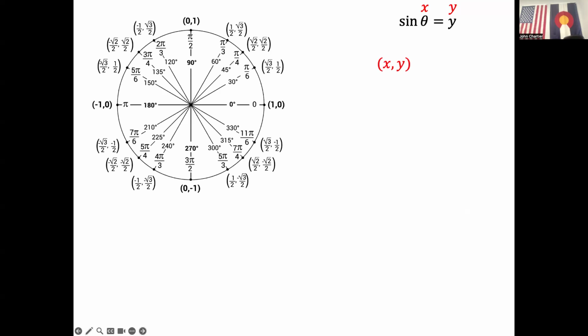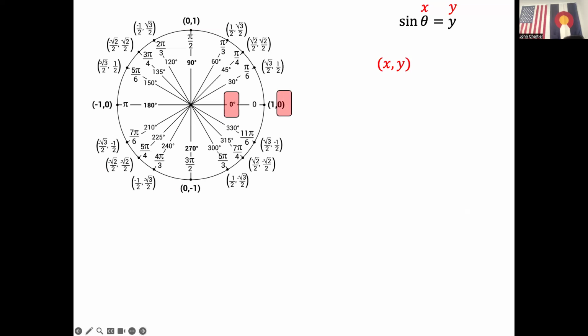So for a second, ignore much of the outside and just focus on the inside. The inside has angles, and from our equation right here, angles are the input. So if I input 0 degrees into this function, sine theta equals y, then my output, the y value, is 0. So I'm actually not using this x value. I will when we do cosine, because remember, cosine is defined as x.